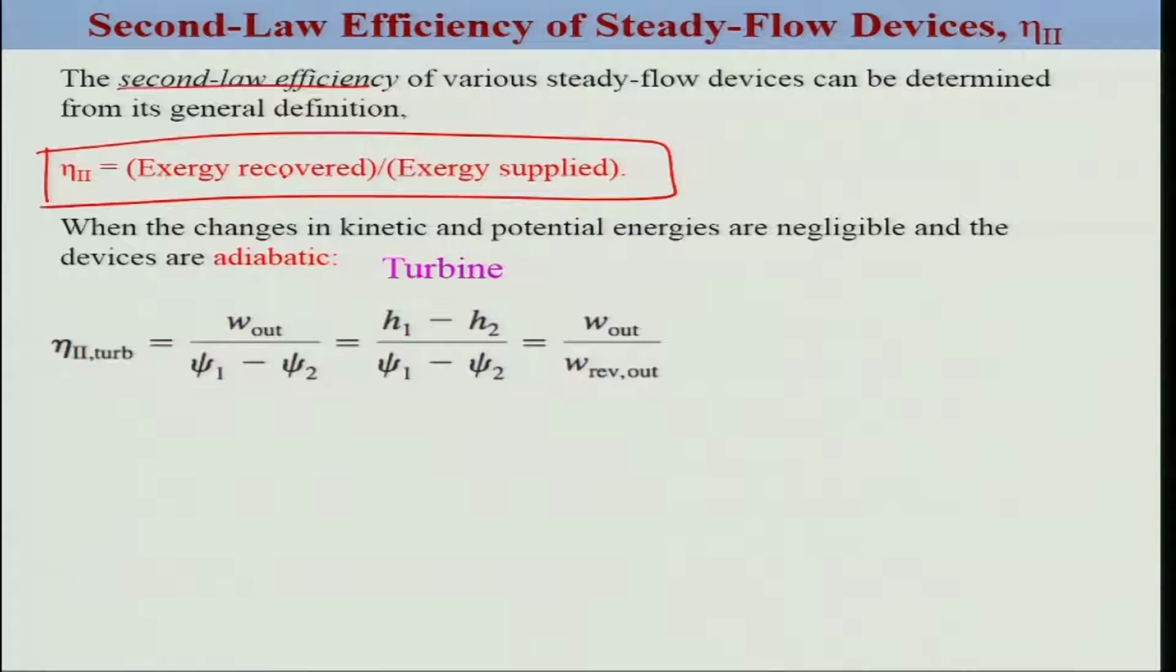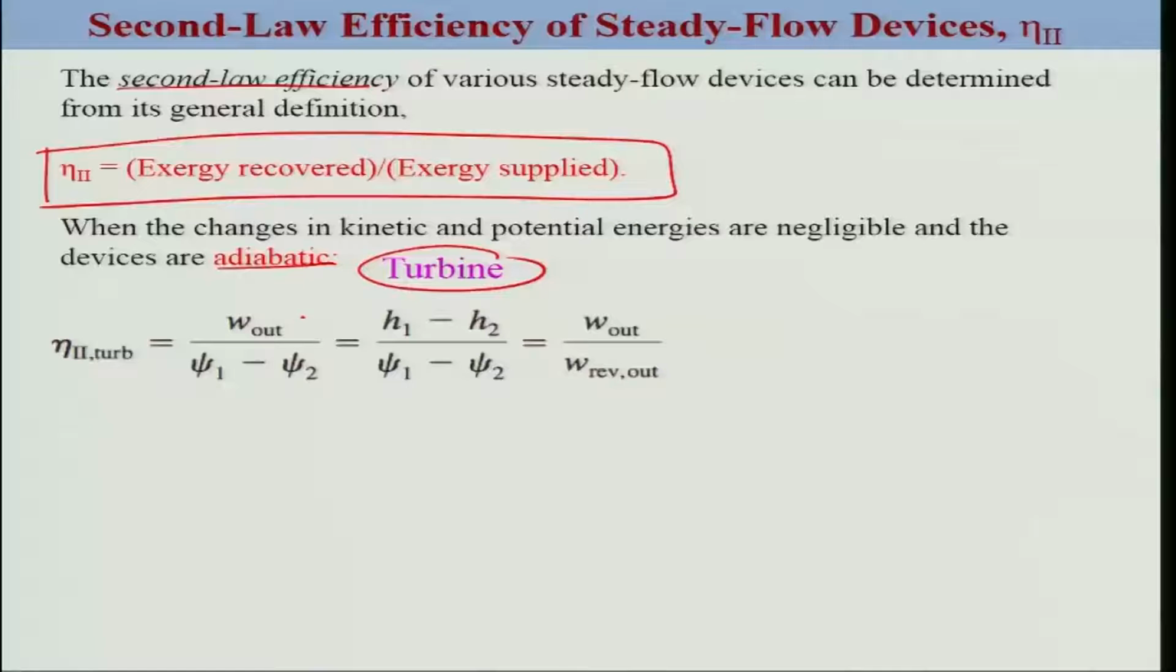Now let's take an example for the turbine. If we consider the kinetic energy and potential energy negligible, and the device is adiabatic, then what would be the exergy recovered for the turbine? It is going to be simply the net work out from the turbine. And what would be the corresponding exergy supplied? That will be simply psi 1 minus psi 2, of the fluid which is being used, such as steam, in order to produce the work. So the exergy recovered is W out, and the exergy supplied would be simply psi 1 minus psi 2 for the case of an adiabatic turbine, where we have considered kinetic energy and potential energy negligible.